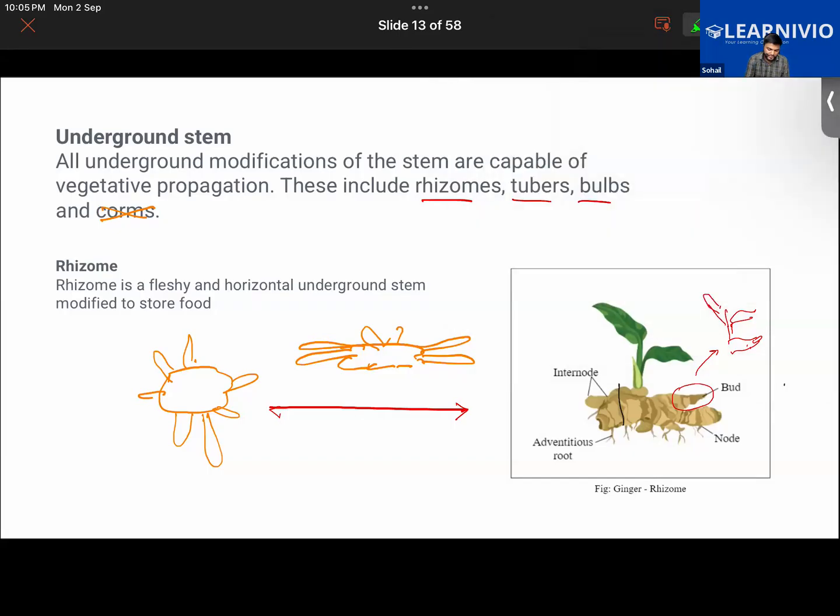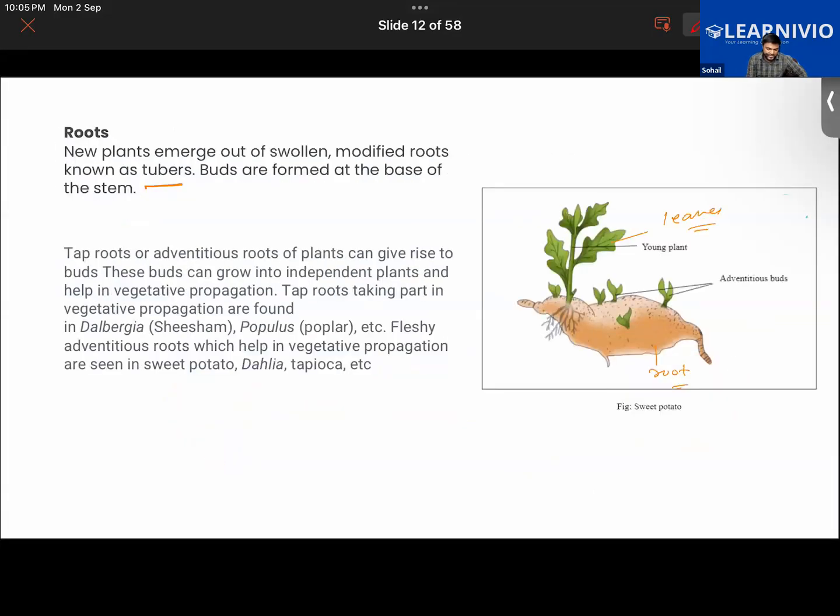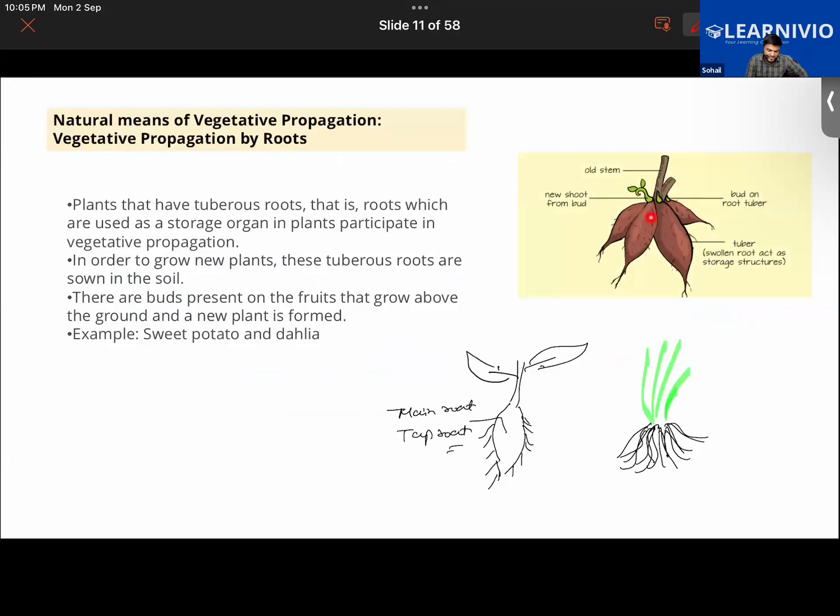Getting the point of what I'm trying to make here? So here again, the buds are present on the ginger, and with the help of these buds, a new plant can be grown. Now you might think, here also we did learn about buds in the case of the modified stems, and in the case of roots also we did learn about buds. So what is this special thing about the buds?